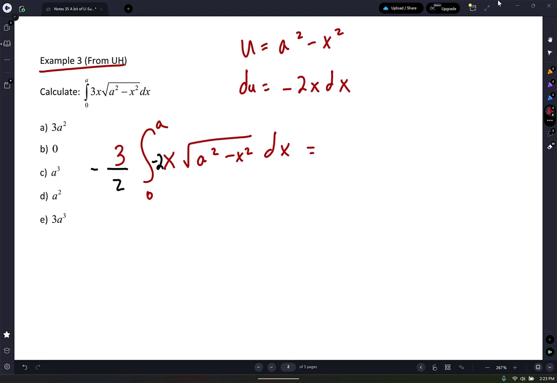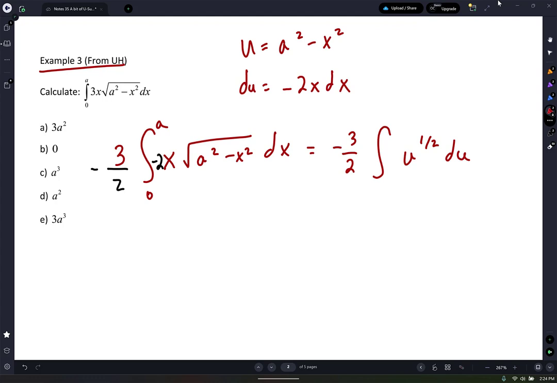So here we go. Negative 3/2 integral. I'm going to put new limits in a little bit, and I'm going to have the square root of u du, which is the same thing as u to the half du. Is everyone okay so far? All right. I need new limits.